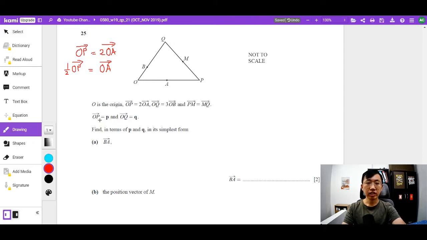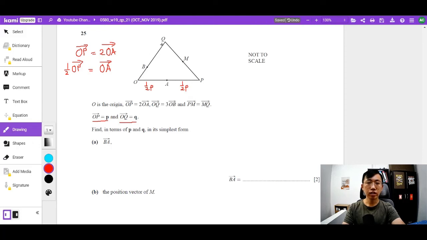So they already tell you over here, OP is going to be P. So this whole thing is P. You are going to do halfway. So this is half P. Here is also half P. So how to check, right? You add these two together, you will get 1P like this. Okay? So half P plus half P, you will get P. So the whole thing is P. Alright, check. Next step. OQ is going to be denoted by a small letter Q.